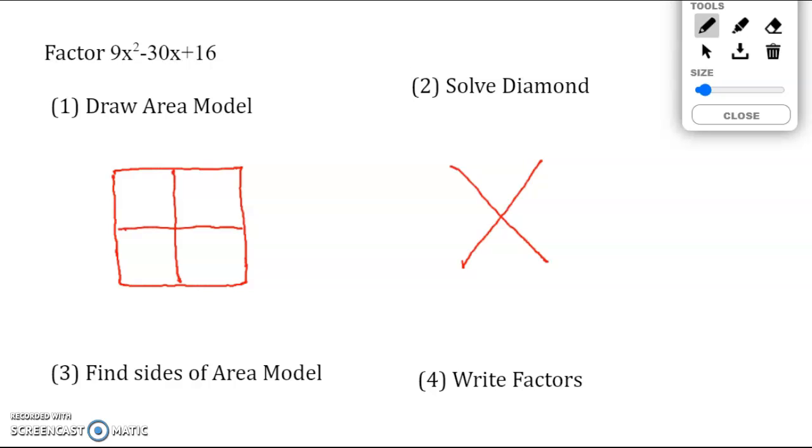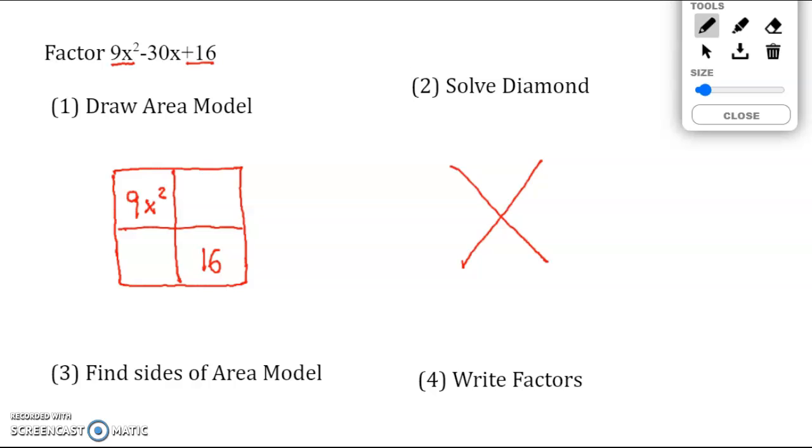So I draw my area model, and to fill this in, I put the very first term, which is 9x squared, on the top left corner, and then plus 16, the very last term, the constant, on the very bottom corner. This is what's always going to be the case. All right. Then now we need to solve the diamond.